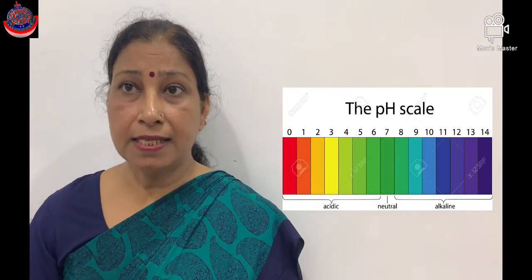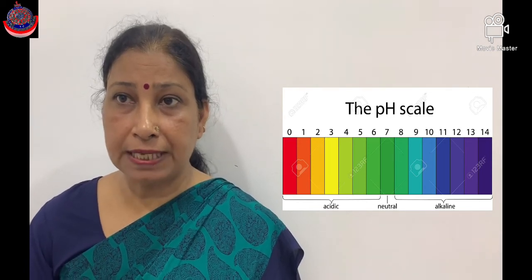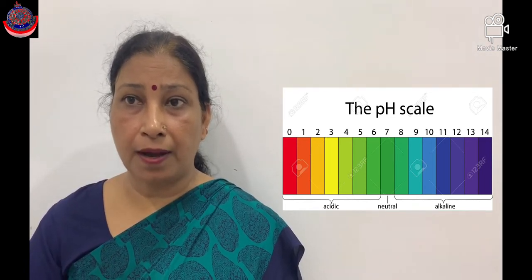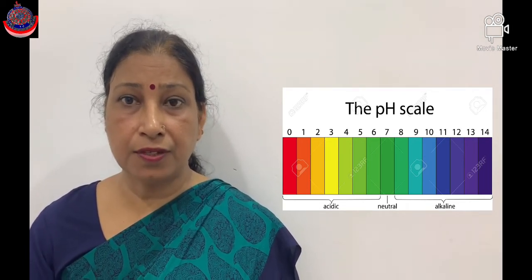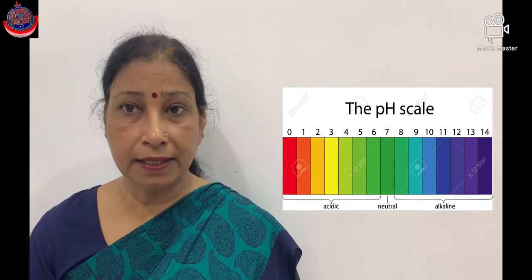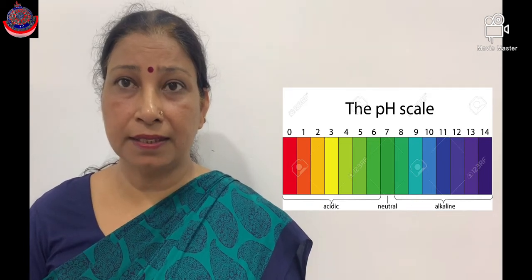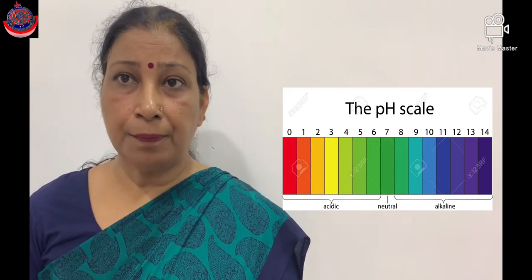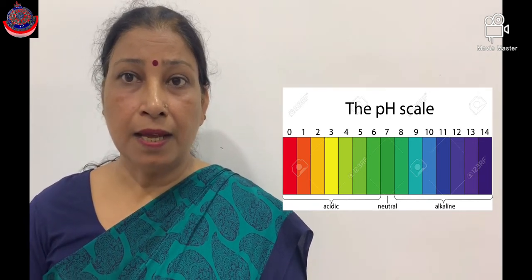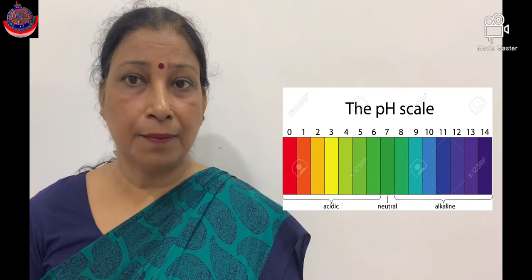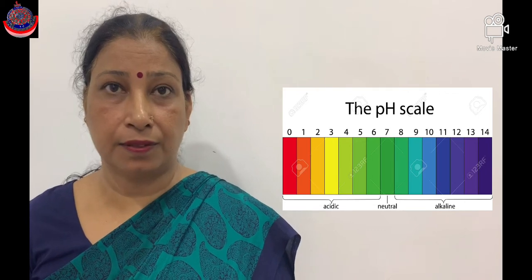pH scale. A scale for measuring hydrogen ion concentration in a solution is called the pH scale. The P stands for power, H stands for hydrogen. On the pH scale, we can measure pH generally from 0, very acidic, to 14, very alkaline. The higher the hydronium ion concentration, the lower is the pH value. The pH of a neutral solution is 7. Values less than 7 on the pH scale represent an acidic solution. As the pH value increases from 7 to 14, it represents an alkaline solution.